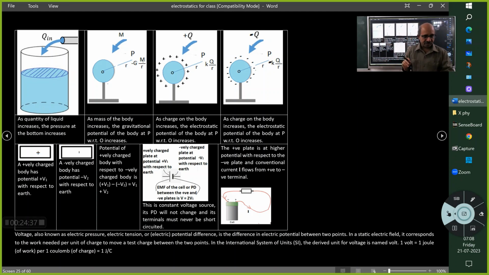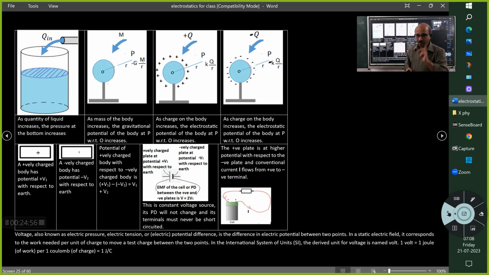These two are constants. Got it? Height of the liquid means how high the liquid is in the container, from this point to this point. That is the height. Rho g h. So as the height increases, the pressure increases. Clear?